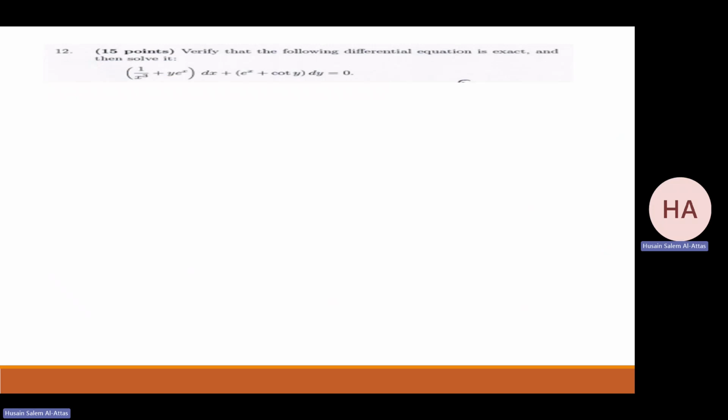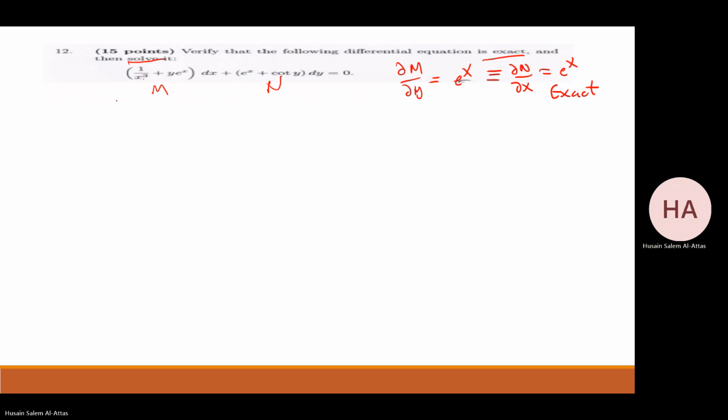Okay. More problems. I like the multiple choice questions. It's easy to verify which one is exact and then solve it. Exact, yes, this is M, this is N. Let me do the exactness. Partial y, that will be what? e to the x. Partial N with partial x, that will be e to the x. So very clear, it's exact. Yeah, easy one.